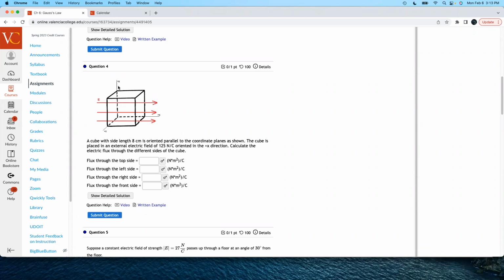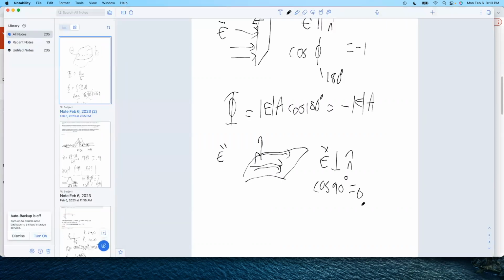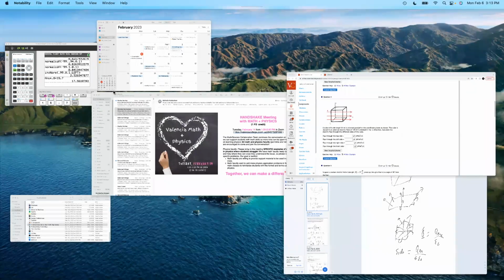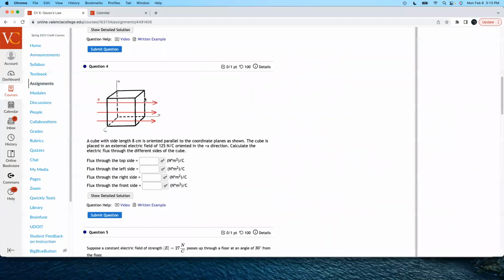This flux is negative, this flux is positive, and exactly equal and opposite. The total flux is 0. Why is the total flux 0? Because the total flux through a surface is the charge that lives inside the closed surface over epsilon naught. We don't have any charge inside. The total flux is 0, even though the individual ones are not. They just add up to 0.